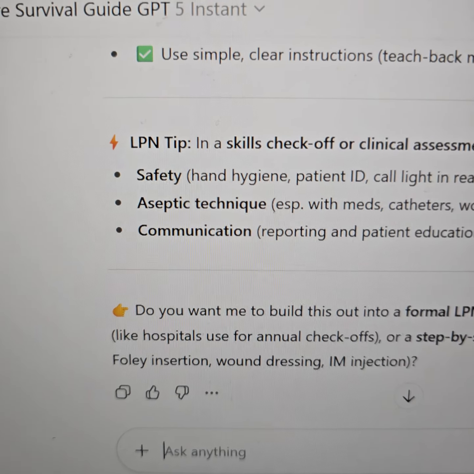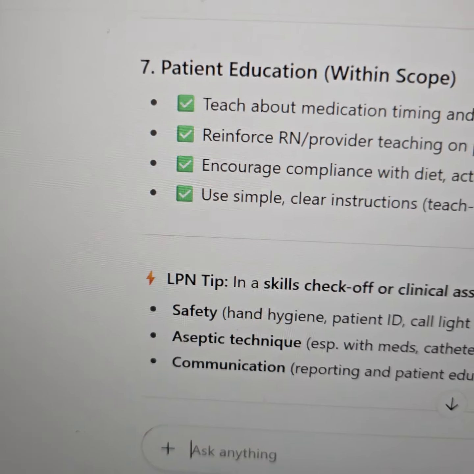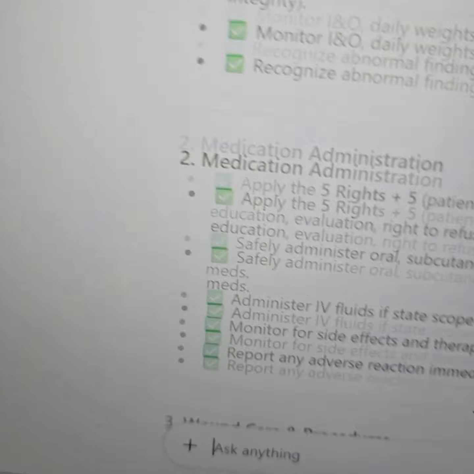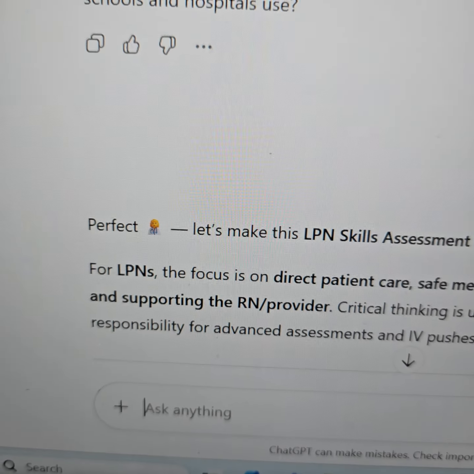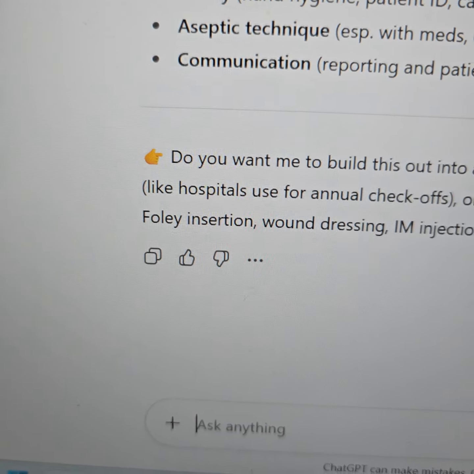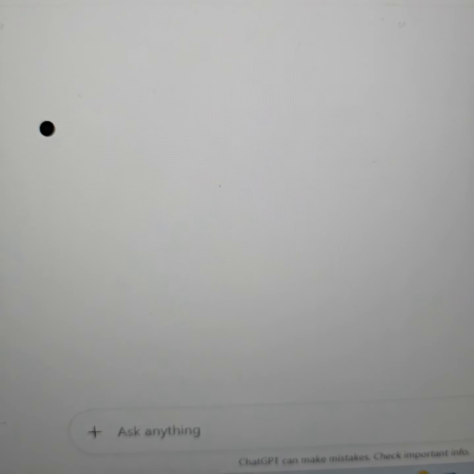That's the same thing with this GPT. If you notice, what you need to know is highlighted in bold. So if it's highlighted, you need to know it and pay attention to it, right? So going forward, going down, let's do an MA skills assessment.